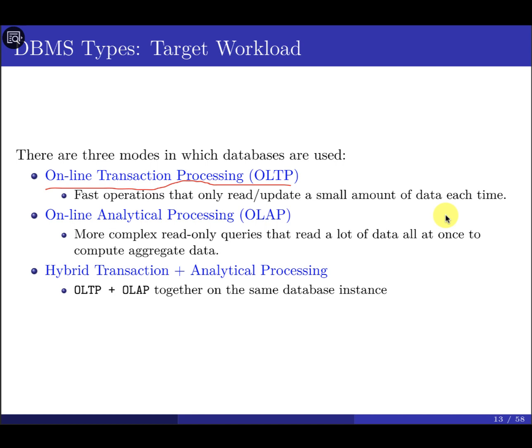Again, it's fast operations, only including read, write, or read and update operations for a small amount of data. For example, you log into Amazon, or you try to buy something online, you log into your account, then you select specific items, then you pay for them. So you have a limited number of operations you're going to perform, and you're going to touch a small amount of data.